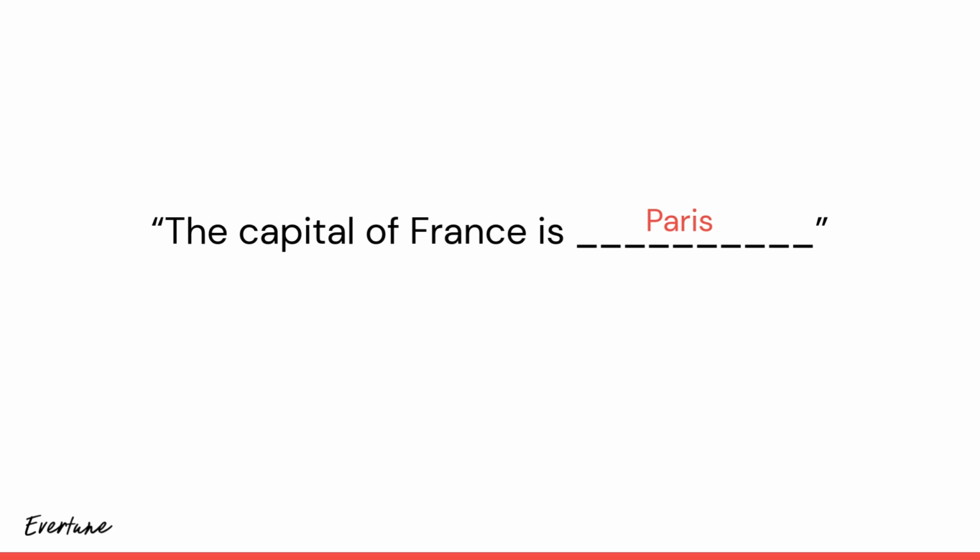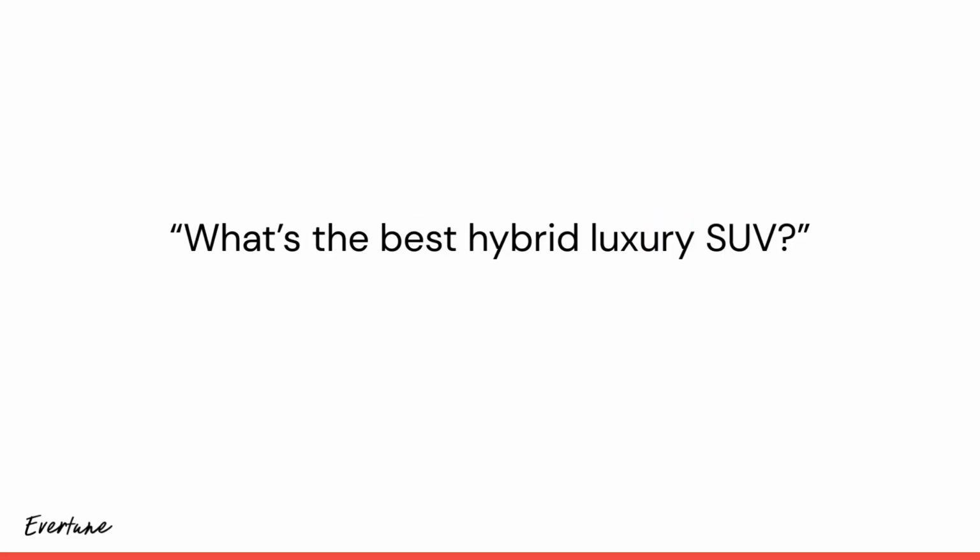Think about it like this. If I say the capital of France is, you know immediately that the next word is Paris. That's because you've seen this pattern hundreds of times. LLMs work the same way, but at a massive scale. When you ask an LLM what's the best hybrid luxury SUV, it's not searching a database for entries tagged hybrid and luxury SUV. Instead, it's calculating, based on everything it's learned about hybrid vehicles, luxury cars, SUVs, and how people talk about topics like safety, efficiency, and comfort, to determine what's the most helpful response it can generate right now.